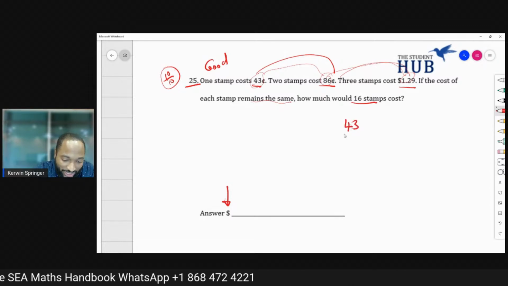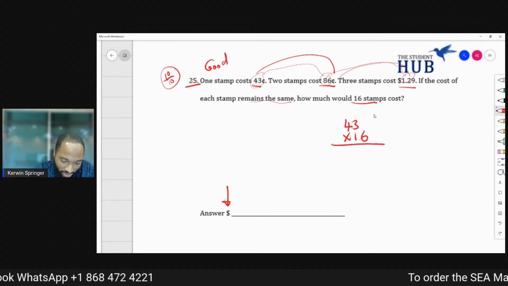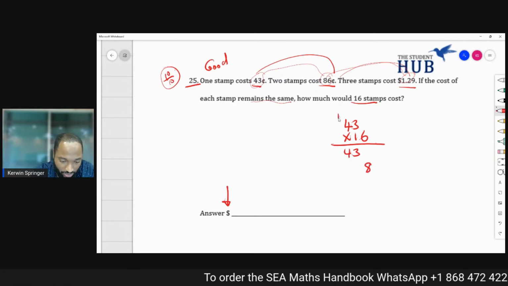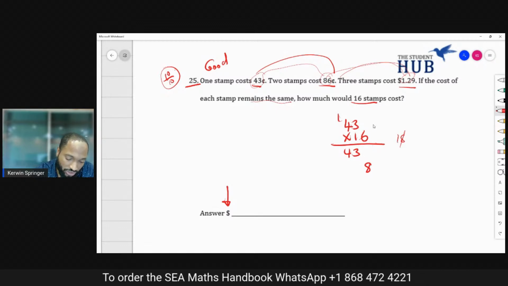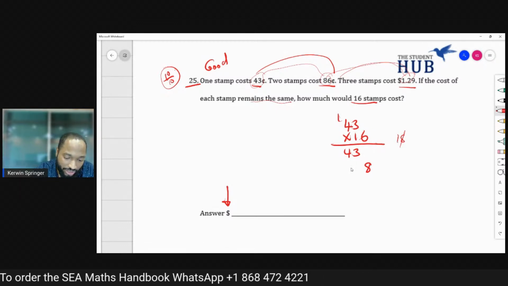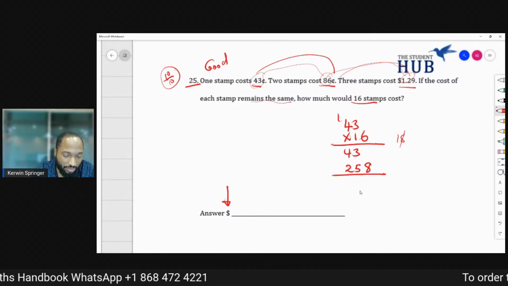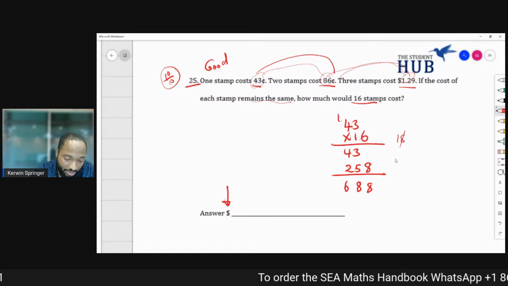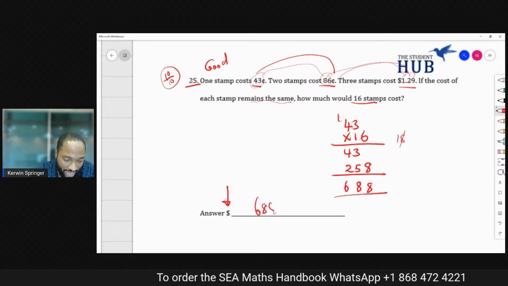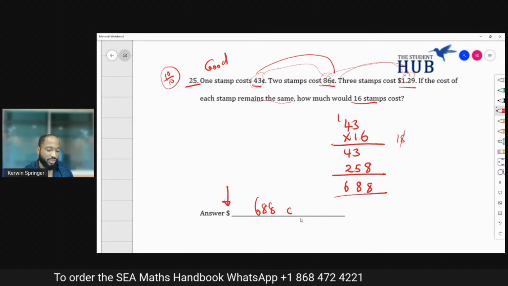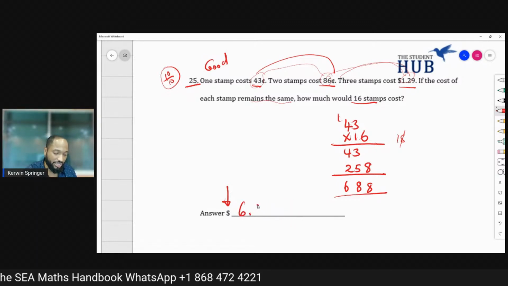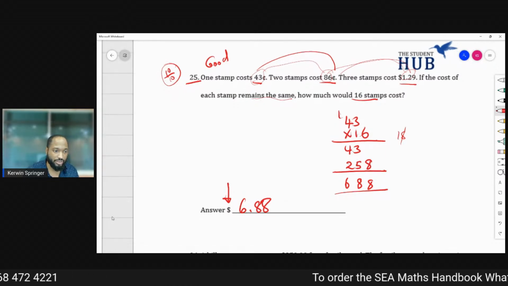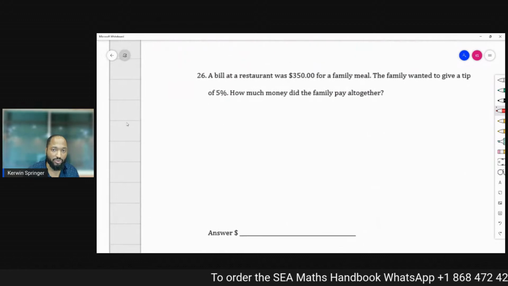So 43 times 16. 1 times 3 is 3, 4, right? And 6 3s are 18. Bring across the 1 like that. So 6 4s are 24 plus 1 is 25. And I am getting a good 8 here, a nice 8 here as well, and a 6 there. But I'm not going to write 688 and lose all my marks because they want it as dollars. So this is $6.88. Cooking with gas. Gas is what we're cooking with out here.